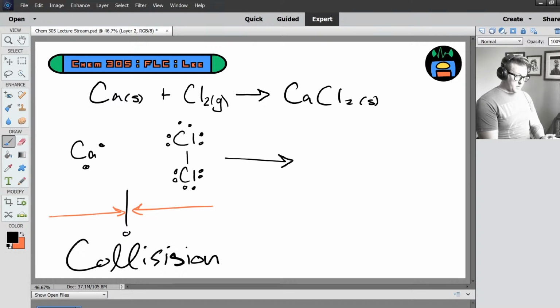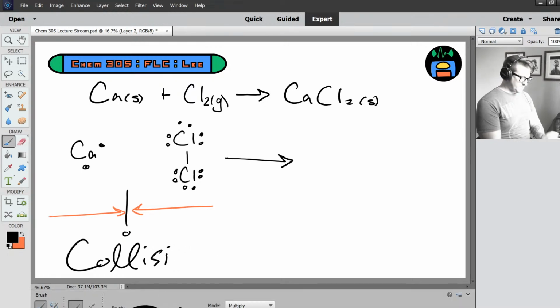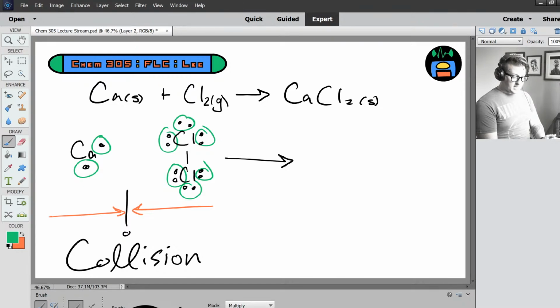You may be asking, what's stopping them? Oh, wow. That is not how you spell collision. All right, what's stopping them? And the answer is right here. You've got all of these valence electrons repelling each other.